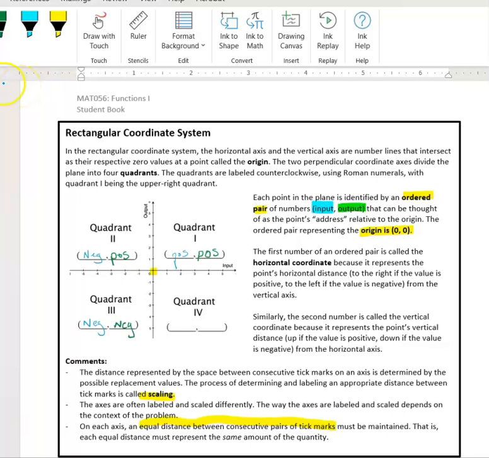And then for quadrant 4, we go to the right, so that's positive. Remember, we're always going left and right first. Left and right first, up and down second. It's kind of like thinking about laying in bed first, and then you get up. So we're horizontal first, and then vertical second. So this is the positive, negative quadrant.